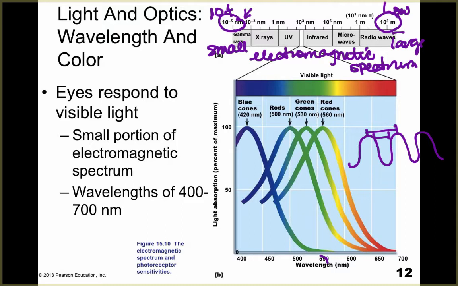Now, the small area in the middle is the only one that our eye is concerned with. It's the only one that the eye can pick up. And this is what's known as visible light. And it's between 400 to 700 nanometers.